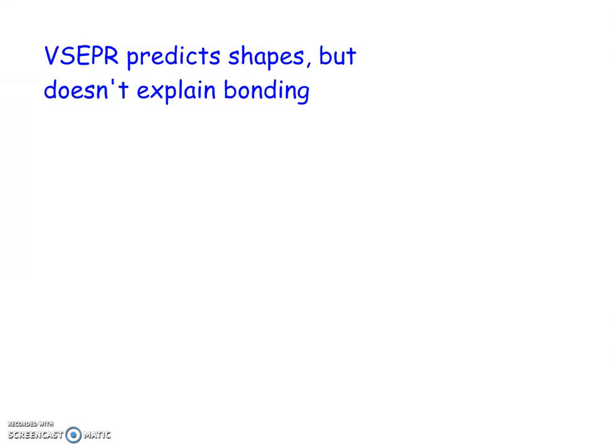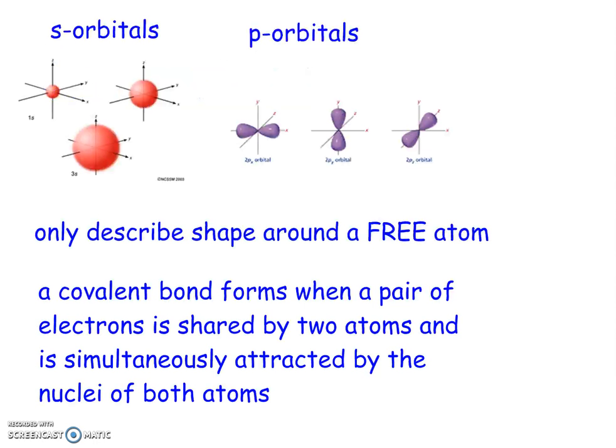VSEPR theory that we learned in the last chapter predicts the shapes that molecules will have, but it doesn't explain bonding. The shapes of s orbitals and p orbitals, which we have looked at already, only describe the shape around a free atom, not when an atom is actually bonded as part of a molecule. A covalent bond forms when a pair of electrons is shared by two atoms and is simultaneously attracted by the nuclei of both atoms.